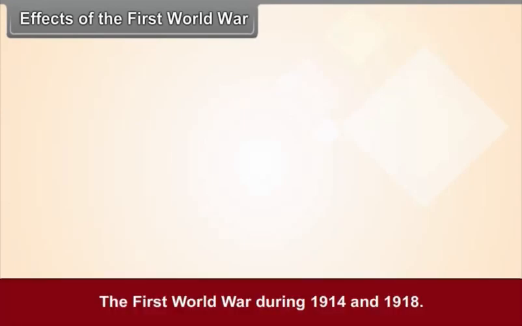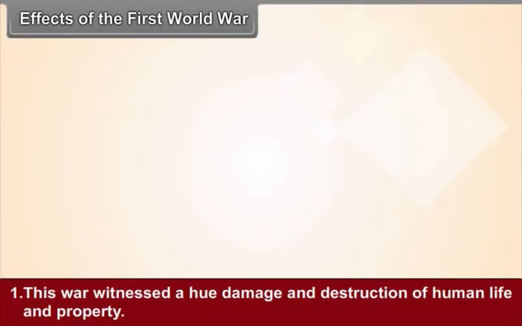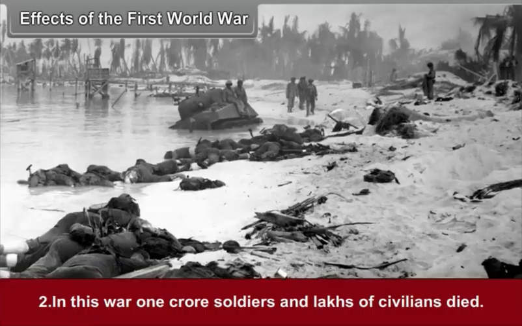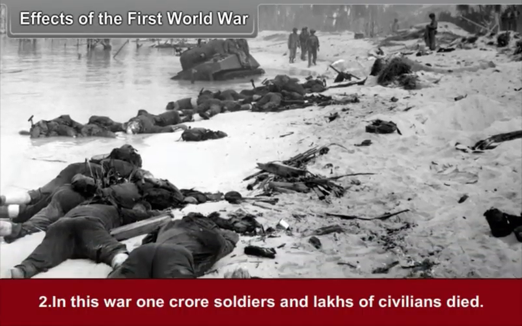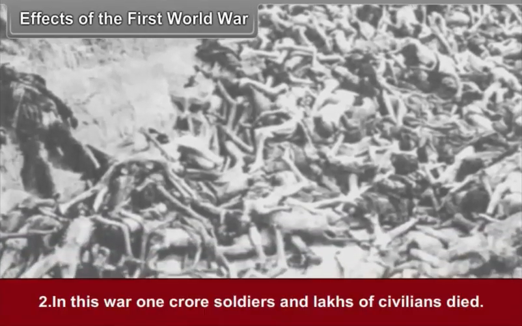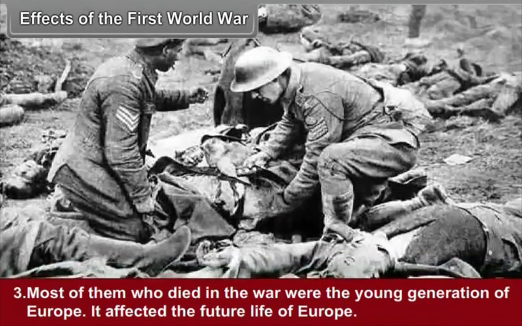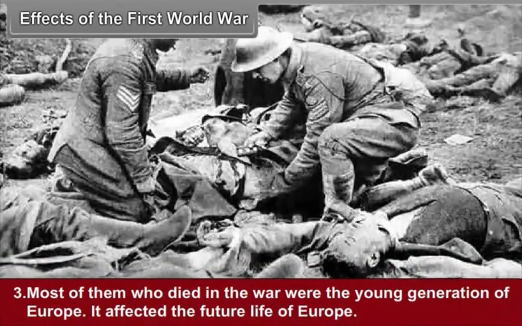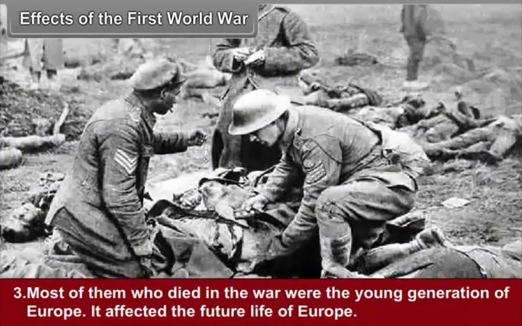Effects of the First World War during 1914 to 1918. First, this war witnessed huge damage and destruction of human life and property. Second, in this war, 1 crore soldiers and lakhs of civilians died. Third, most of those who died in the war were the young generation of Europe. It affected the future life of Europe.